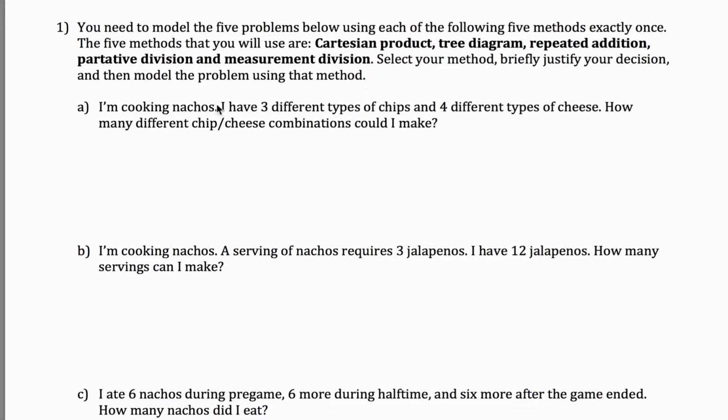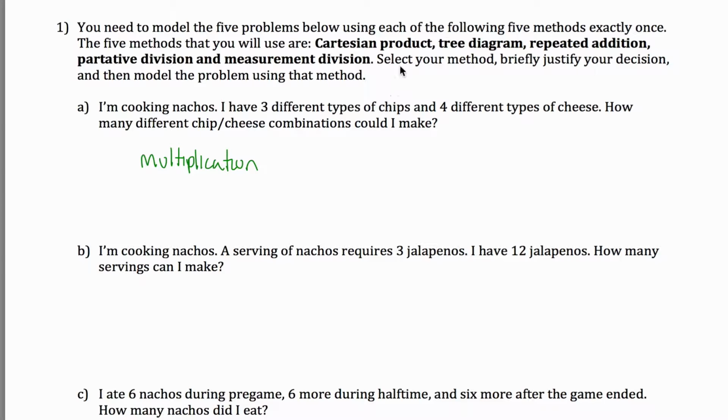So, okay, on this first one, I'm cooking nachos. I have 3 different types of chips and 4 different types of cheese. So the first thing to recognize is that this is clearly a multiplication problem, and that's because it's asking how many different combinations could one make. So you can choose one of the 3 types of chips, and then one of the 4 different types of cheese. So how do you model that?